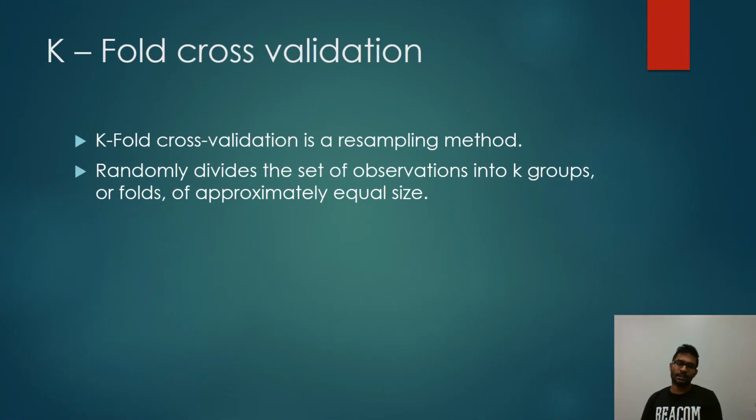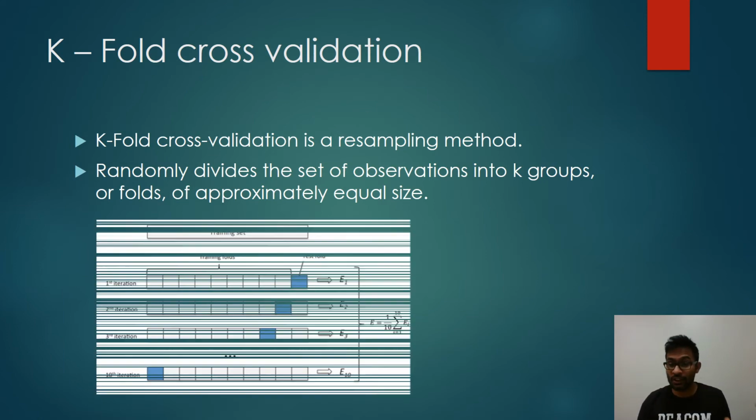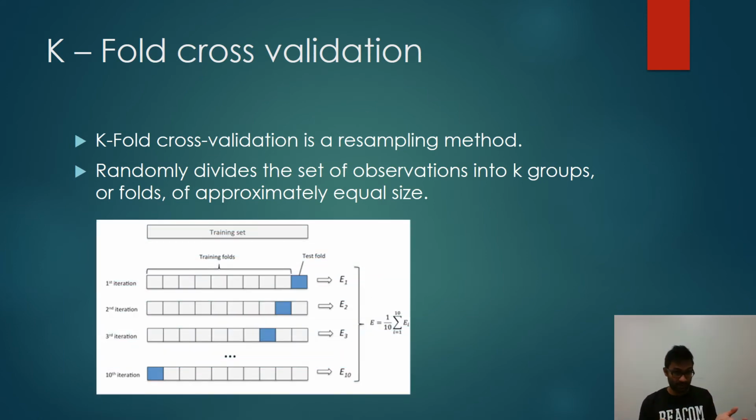The third one is k-fold cross-validation. The k-fold cross-validation is a resampling method. It randomly divides the set of observations into k groups or folds of approximately equal size. So let's just say you have a 10-fold. You divide your dataset into 10 groups.